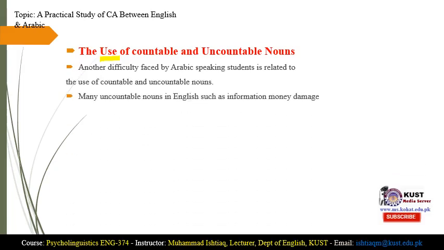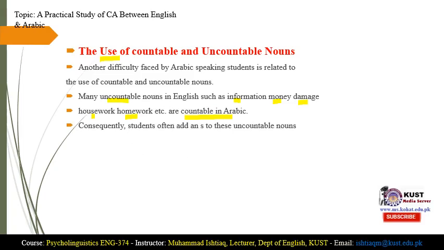Many nouns that are uncountable in English, such as information, money, damage, housework, homework, etc., are countable in Arabic. Look at these nouns: information, money, damage, homework, housework. They are uncountable in English, but they are considered countable in Arabic. So there will be a difference between the two.